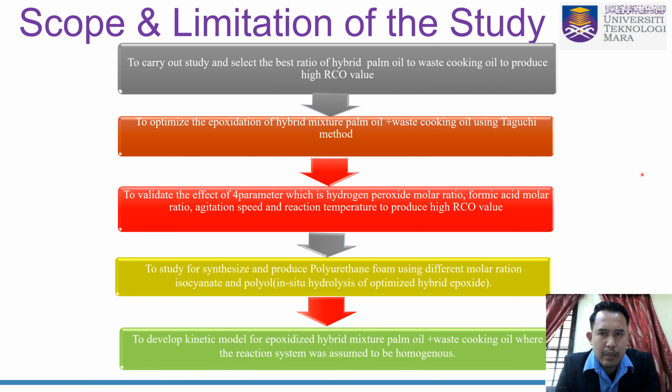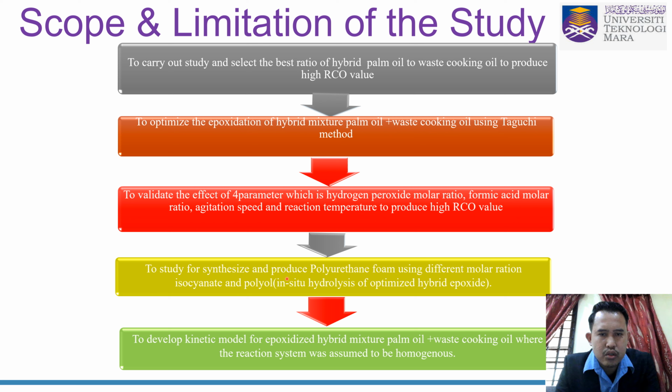The scope and limitation to carry out the study and to select the best ratio of hybrid palm oil waste cooking oil to produce the high RCO value. To optimize the epoxidation of hybrid palm oil waste cooking oil using the Taguchi method to validate the 4 parameters, which are hydrogen peroxide molar ratio, formic acid molar ratio, agitation speed, and reaction temperature to produce high RCO.